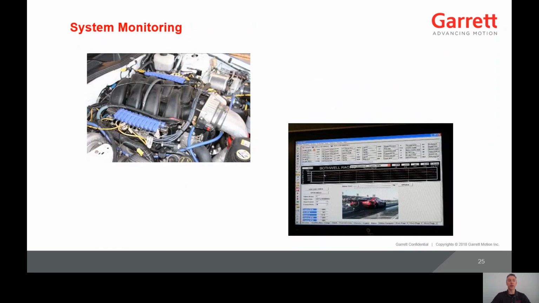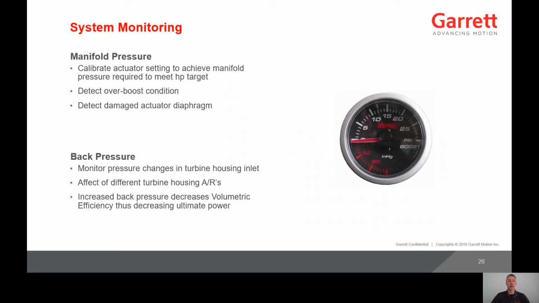System monitoring is critical for development and is used by OEMs, race teams, aftermarket kit makers, and even individual consumers working on their own personal cars. It enables the performance to be optimized, but also ensures appropriate durability. Two pressures commonly monitored are intake manifold pressure and turbine inlet pressure, which is commonly known as back pressure.